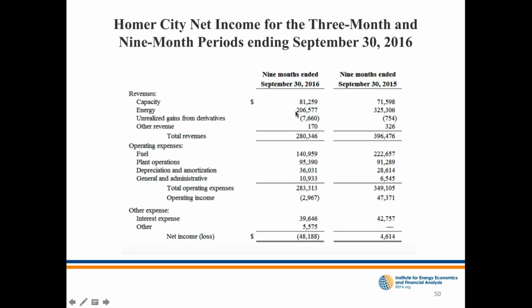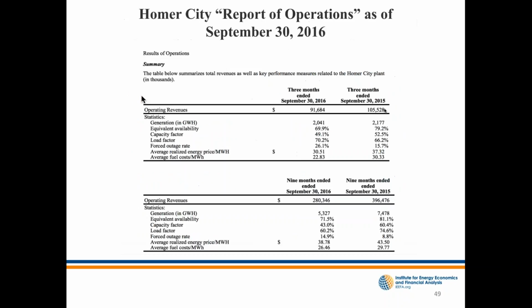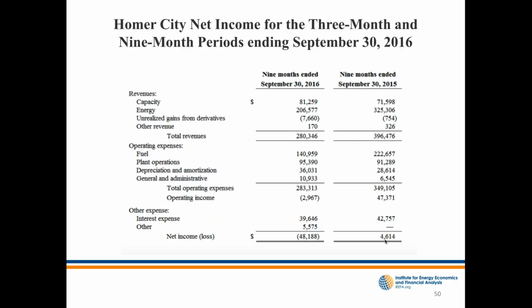and you can see some of the reasons for this. Even though the capacity revenues went up slightly by $10 million, the energy revenues dropped dramatically by $120 million, and that's due to, I'm going to jump back, the fact that the generation dropped and the realized energy price per megawatt hour dropped. And this is common for many, if not all, coal plants around the United States. A double whammy that they're feeling in the markets.